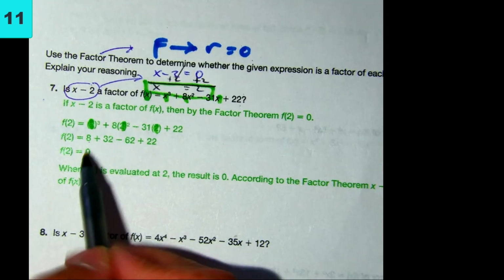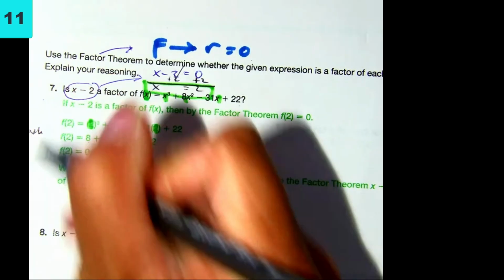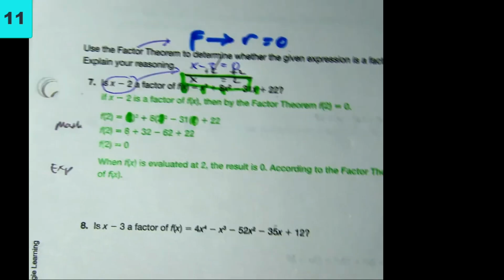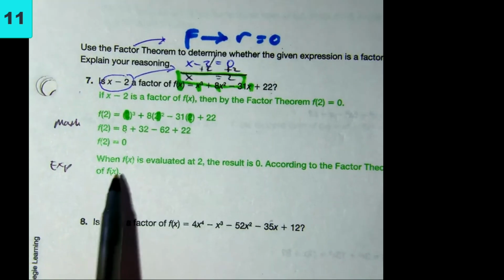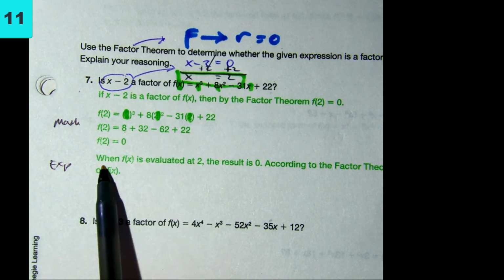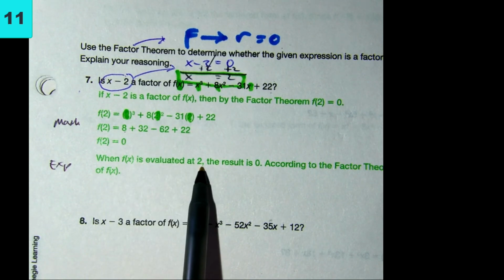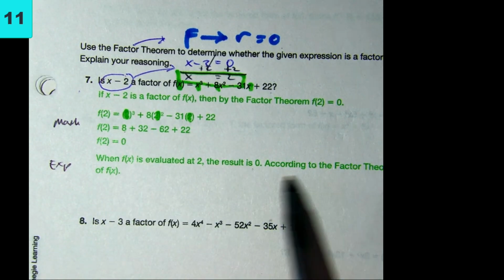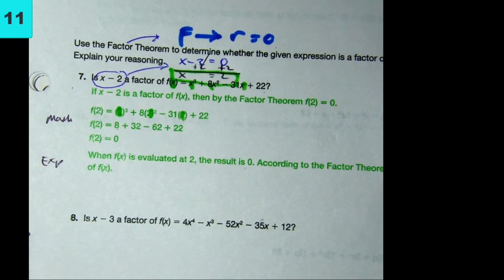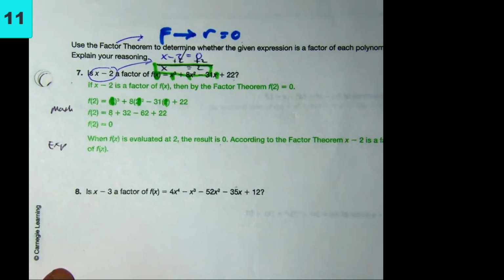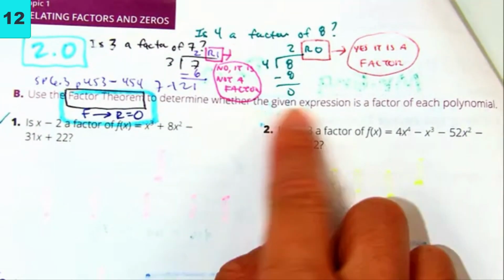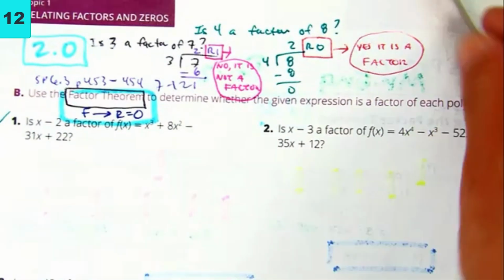Okay, that's our math, the algebraic work, and this is our reasoning, our explanation. And you can literally just copy the sentence. When f of x is evaluated at 2, or another way of writing it, when x is equal to 2, the result is 0. So by the factor theorem, x minus 2 is a factor. Use the factor theorem to determine whether the given expression is a factor of each polynomial.